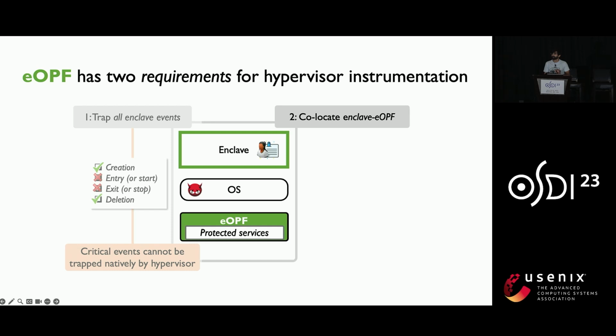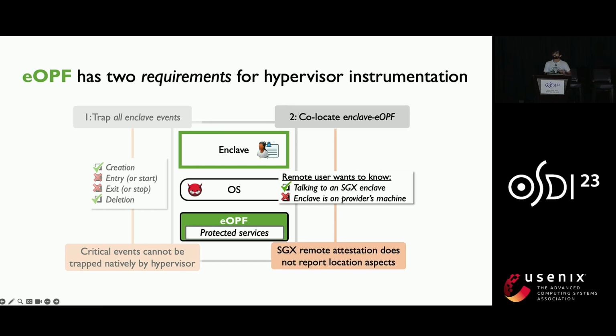Specifically, a remote user would want to know two things. They want to know that they're talking to an enclave, and they want to know that the enclave that they're talking to is on their cloud provider's machine. And they want to leverage SGX's attestation protocol for this. However, SGX's attestation protocol only guarantees the first thing. It tells you you're talking to an enclave. It doesn't tell you about the location of the enclave. So co-location cannot be verified using SGX attestation alone.